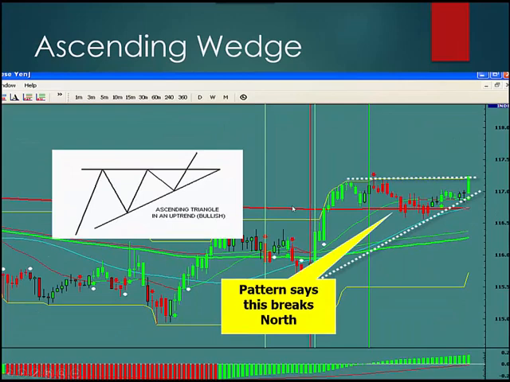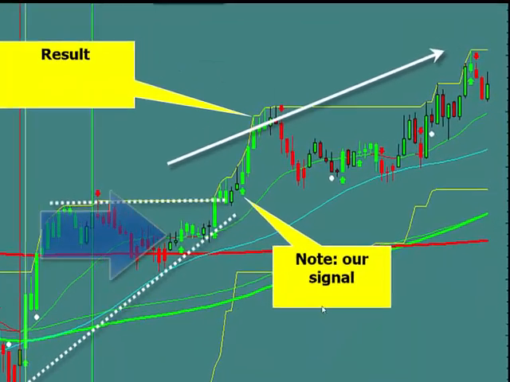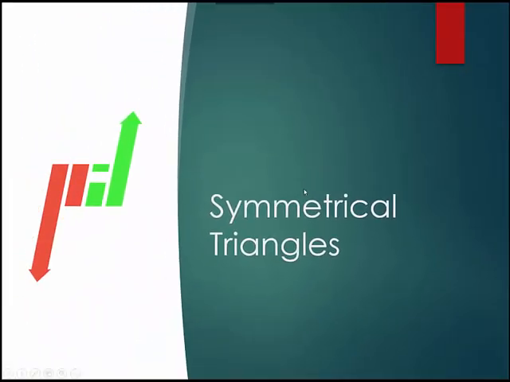Here's an ascending wedge, okay? The ascending wedge from chart patterns says it's going to break to the upside. So here it is right here. Pattern says it's going to break to the north. So here we go. What did it do? It broke to the north, and you see what we get? We get a break, a hook, and you see the signal where the money comes in driving it. See that?